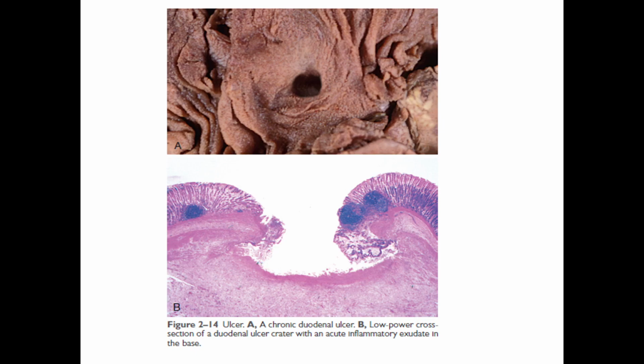This is the ulcer. The upper part is a chronic duodenal ulcer, gross appearance. The lower part is a low power cross section of the duodenal ulcer crater. The pit of the ulcer we call the crater, an ulcer crater with an acute inflammatory exudate in the base. All this pink is the inflammatory exudate in the base of the ulcer.